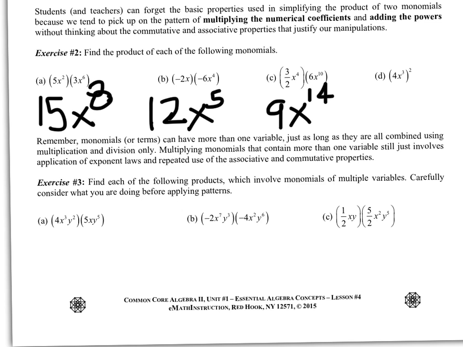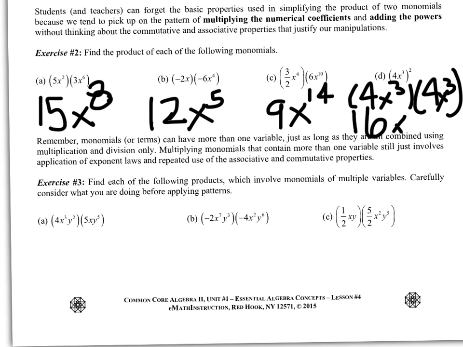And in D, oh, wait a second. This is being raised to the power of 2. Remember what something being raised to the power of 2 means? It means to multiply it by itself, not multiply it by 2. So when I see an exponent on the outside of parentheses, sometimes what I do is rewrite the thing on the inside that many times, in this case twice. And then 4 times 4 is 16, and x cubed, which is another name for x to the power of 3, x cubed times x cubed is x to the 6th.